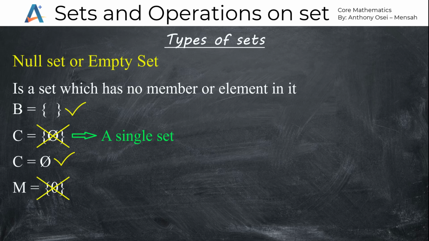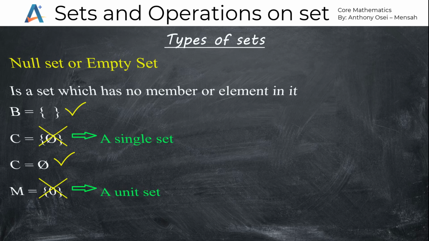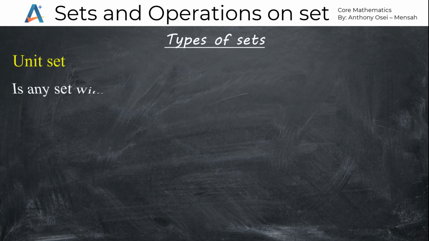The fact that there is 0 as a member doesn't make it a null set. It makes it rather a unit set. That is a single member in there, becoming one member. So it's a unit set. That brings us to the new type of set called a unit set. Now a unit set is any set with only just one member. Yes, one member. If you have a set K and you have even 0 as the member, this will become a unit set.